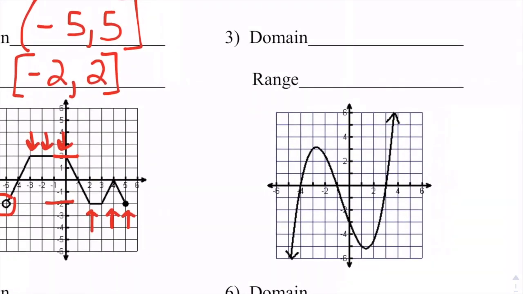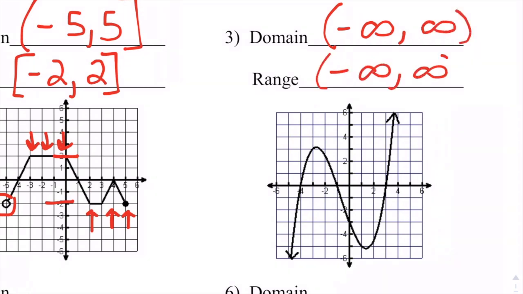Number 3 is an easy one, so this is just strictly -infinity to infinity for both of the domain and the range, because we're going down forever, up forever, which creates the range of -infinity to infinity. And then we're also going, as this is going down forever, it's also going left forever, and as this is going up forever, it's also going right forever. So the domain is also going from -infinity to infinity.